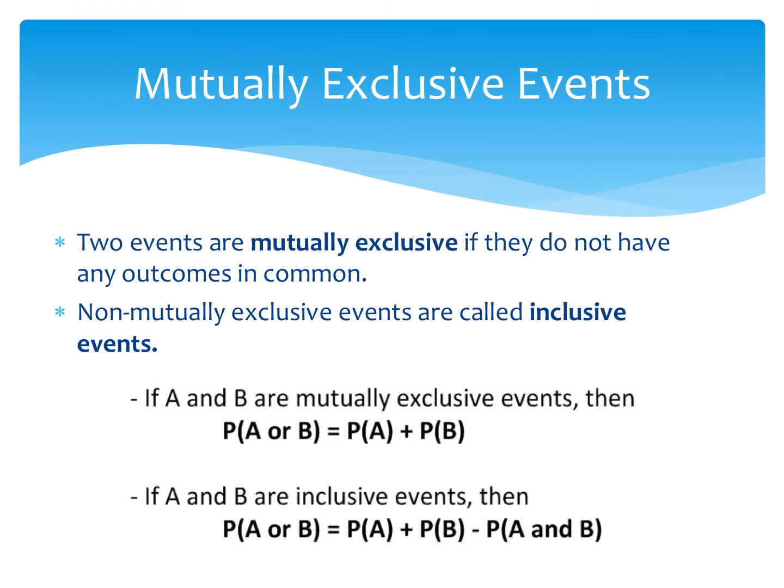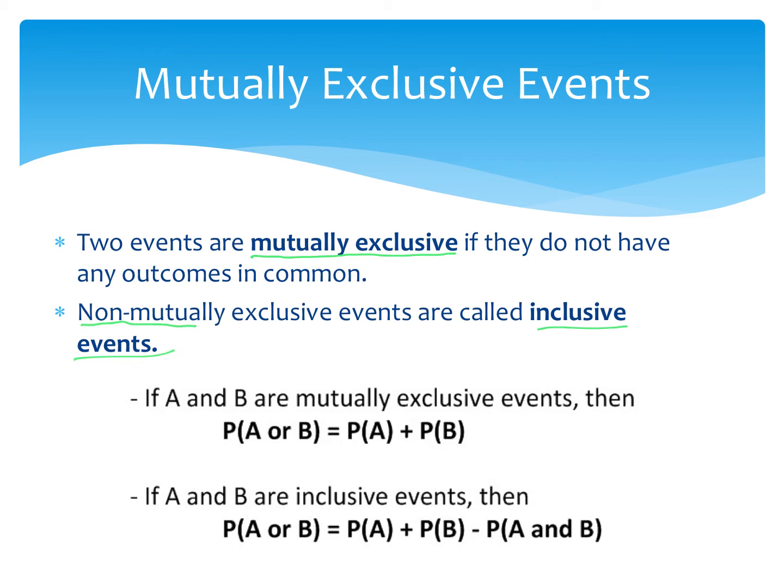Mutually exclusive events and inclusive events. If two things are mutually exclusive, it means they don't have anything in common. They don't have any outcomes in common at all. If two things are inclusive, it means they're not exclusive. So if that is not the case, then they are inclusive events. There's an example in the next slide where it might make more sense.